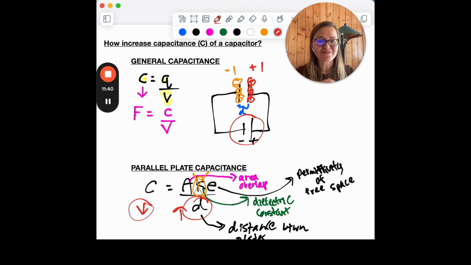So that leaves us with answer choice D, increasing the area of the capacitor plates. Let's double check to see why that's correct. Well, area is in the numerator of our equation here, so it's going to have a direct relationship with the thing on the other side of our equal sign. So if we increase our area of overlap between our capacitor plates, we're going to increase our capacitance. So that's why the answer is D.